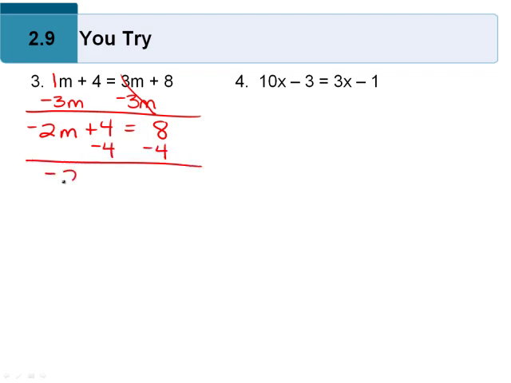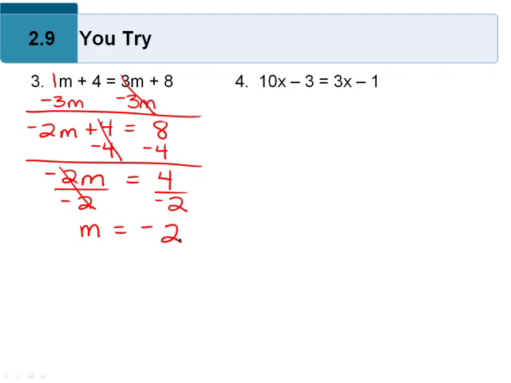So negative 2m comes down. The 4's are gone. And 8 minus 4 is just 4. And the last step, divide by negative 2 on both sides. The negative 2's cancel, so m equals negative 2.